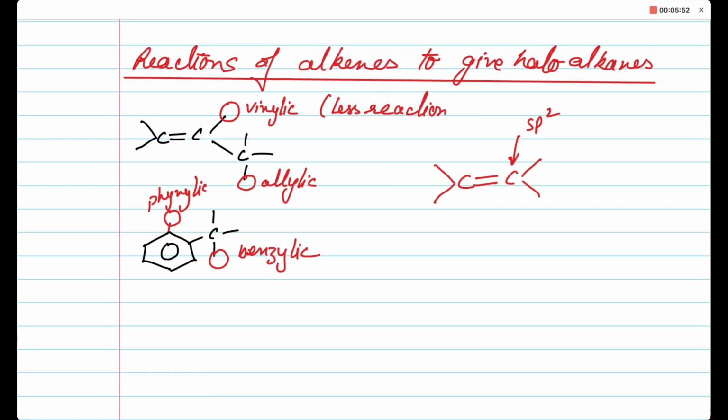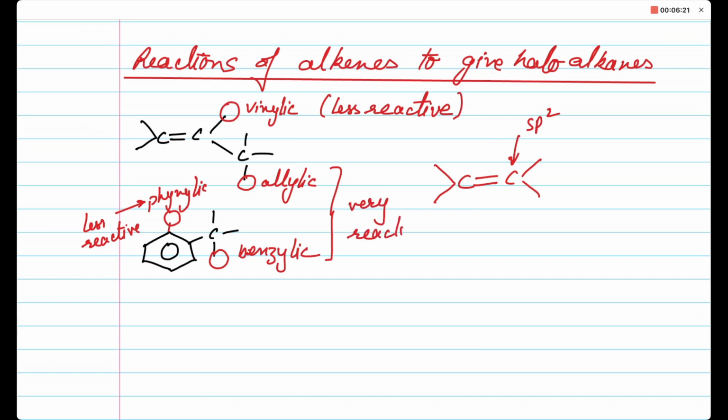And in most of the reactions, this particular hydrogen is not at all replaced. Similarly, this phenylic hydrogen also becomes less reactive. And if we talk about the free radical halogenation reaction, the phenylic hydrogen and vinylic hydrogen are not replaced at all. On the other hand, the allylic and benzylic hydrogens are very reactive.